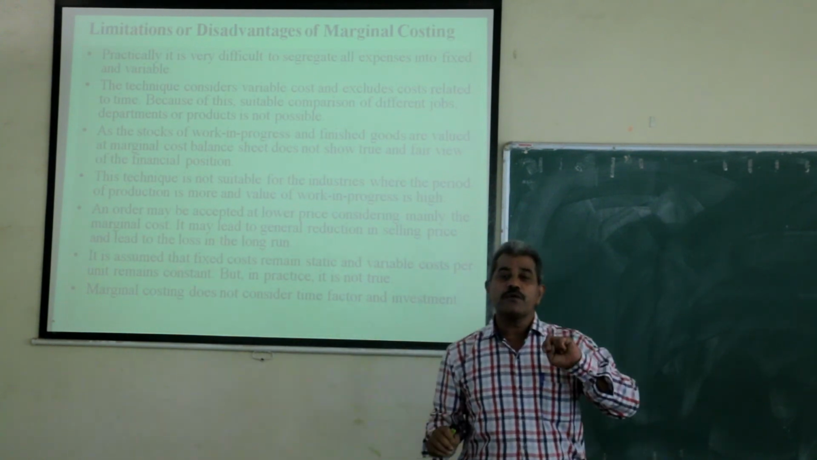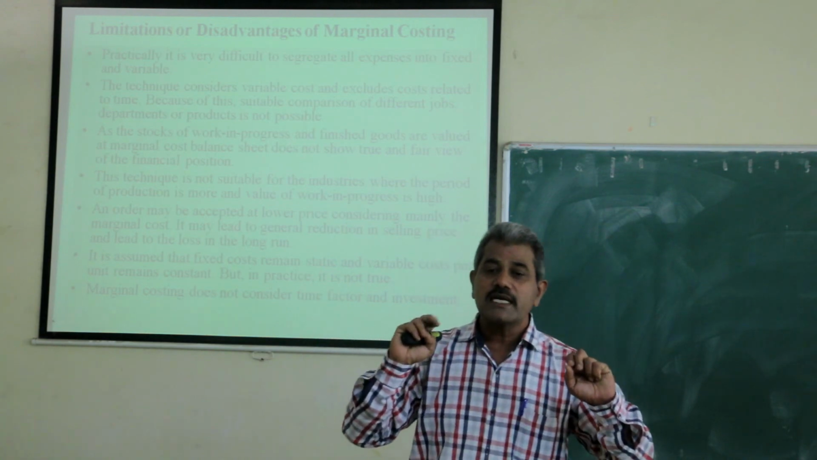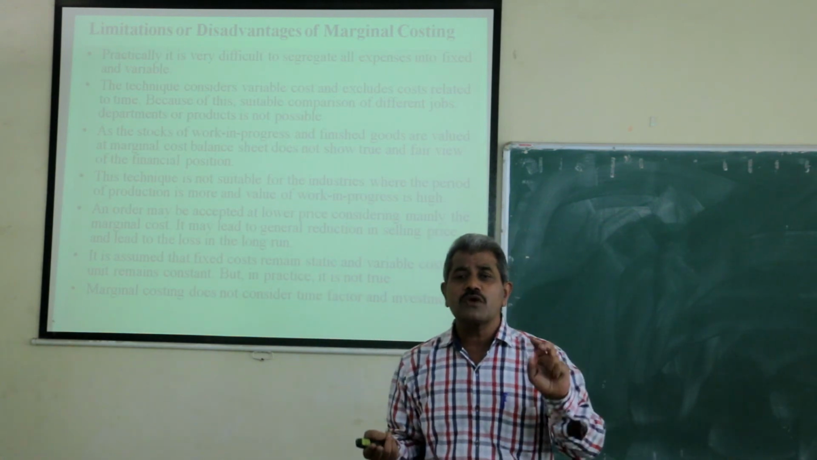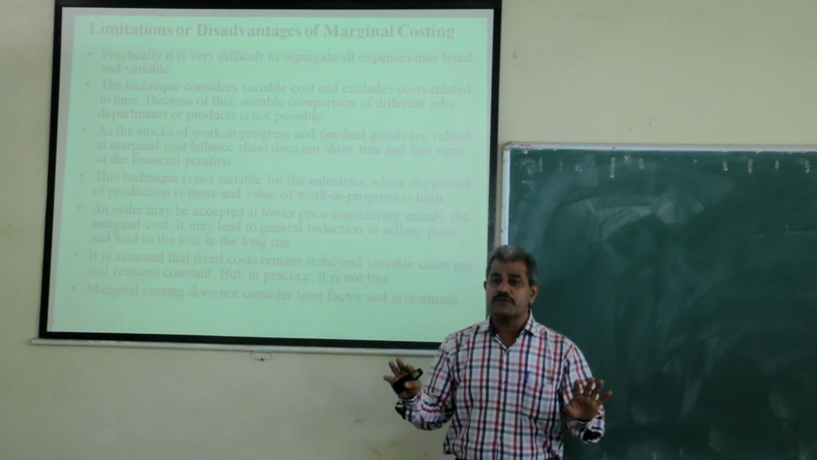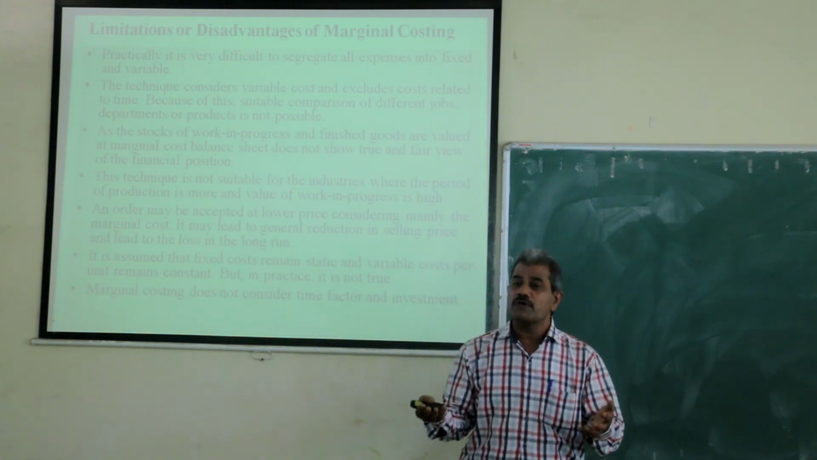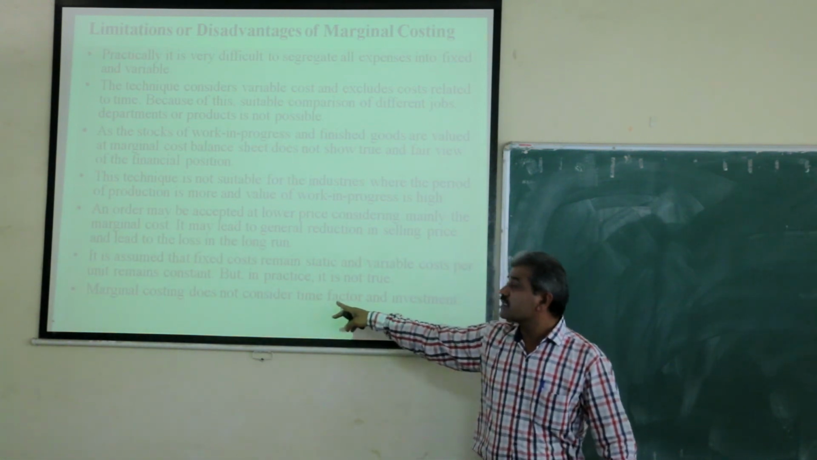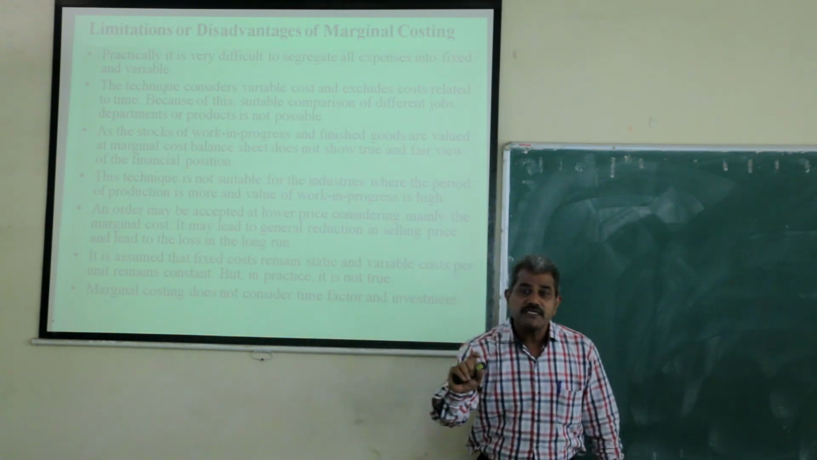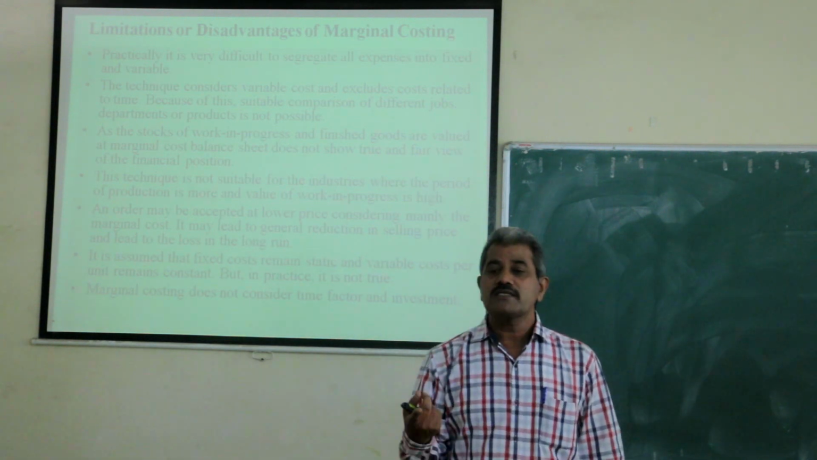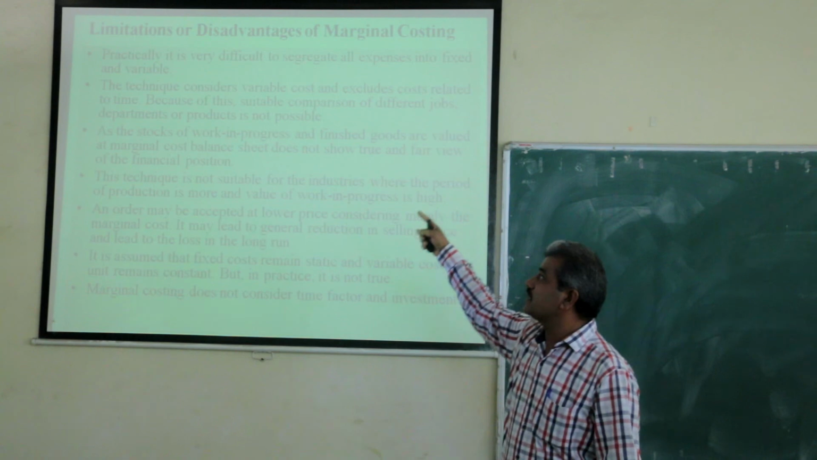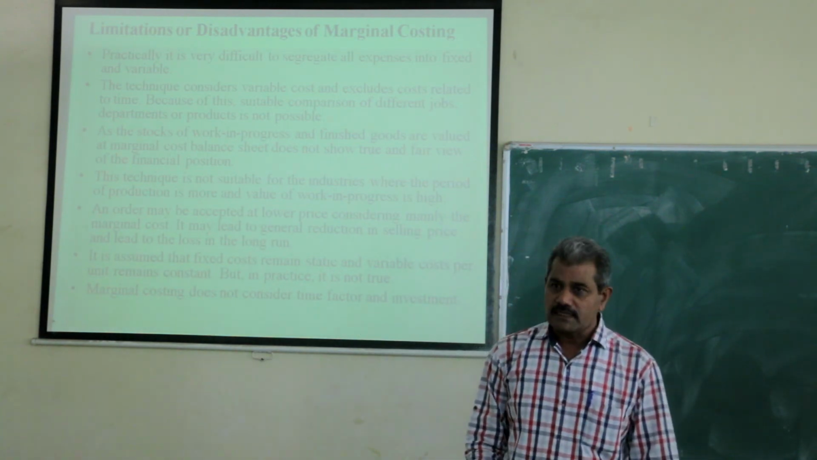Suppose there is a product whose production requires 15 days and a second product requires only, suppose, 2 days. Here we consider only the contribution. What is the amount of profit, what is the amount of loss, variable cost, etc. But we will not consider the time factor. How much time is required to produce the commodity is not considered here. These are the serious limitations of the CVP analysis as well as marginal costing.